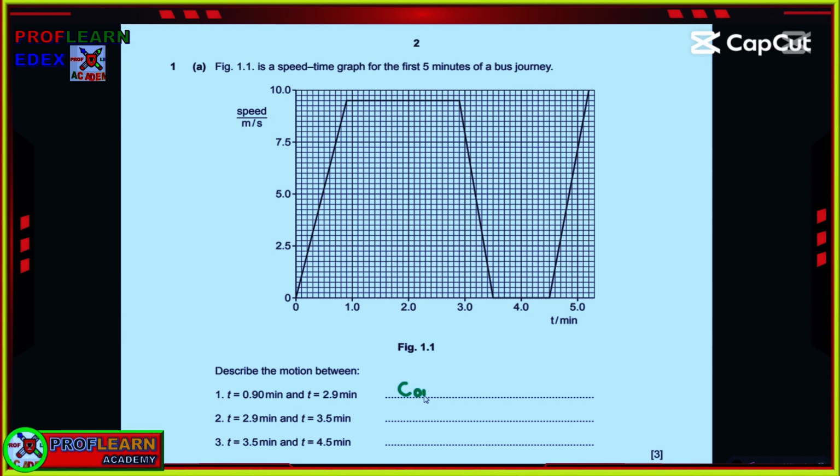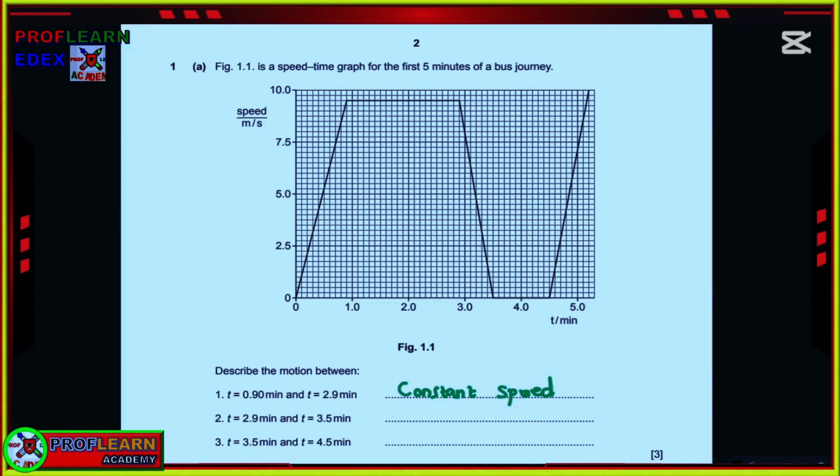Now, number one, you need to understand that this is a theory paper of 80 marks, and we're going to go through 7 questions. The first question was testing the concept of motion graphs, and you are supposed to identify what is represented by the flat section, from 0.9 all the way to 2.9. This represents a constant speed, because this is the speed-time graph, so speed is constant from 0.9 to 2.9 minutes.